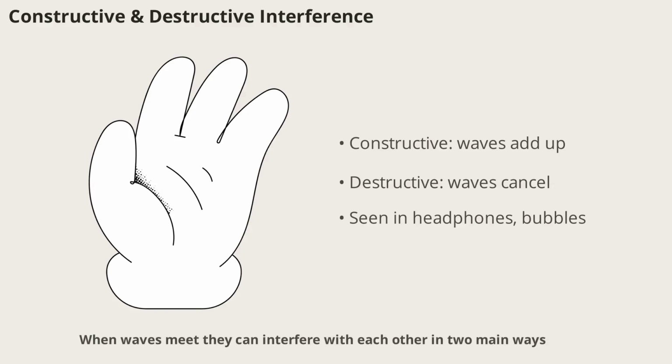When waves meet, they can interfere with each other in two main ways. Constructive interference happens when waves combine to make a larger wave, while destructive interference occurs when they cancel each other out. These effects are seen in everything from noise-canceling headphones to colorful soap bubbles. Interference patterns help us understand the complex interactions between waves in nature and technology.